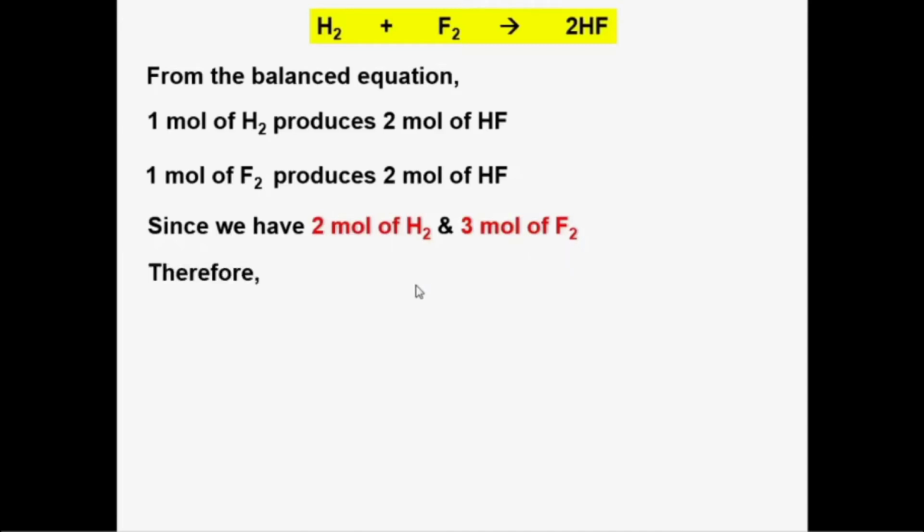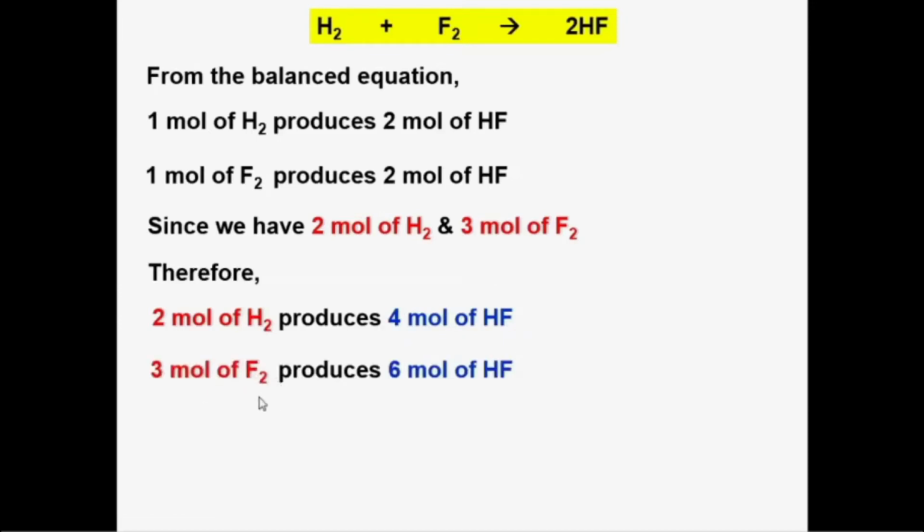Okay, so therefore, if we have 2 moles of hydrogen gas, it should produce 4 moles of hydrogen fluoride, while if we have 3 moles of fluorine, it should produce 6 moles of hydrogen fluoride. So by comparing these two, we can clearly see here that hydrogen produces less HF. Hydrogen produces less hydrogen fluoride, less product compared to fluorine.